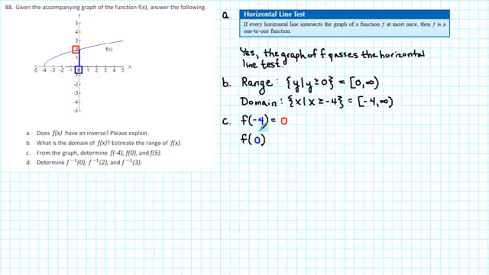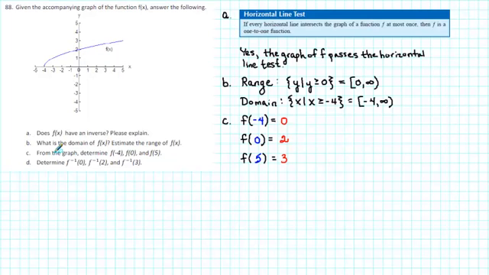Next, we find f of 0. When we draw a vertical line at x equals 0, that vertical line intersects the graph of the function at the point 0, 2. When x is equal to 0, the corresponding function value is 2. So f of 0 is equal to 2. We evaluate f of 5 similarly. We locate 5 along the x-axis, draw a vertical line, and notice that it intersects the graph of the function at the point 5, 3. Therefore, f of 5 is equal to 3.